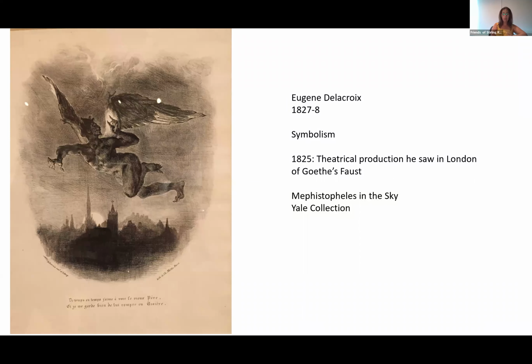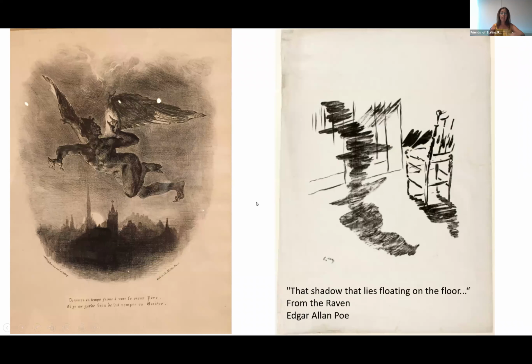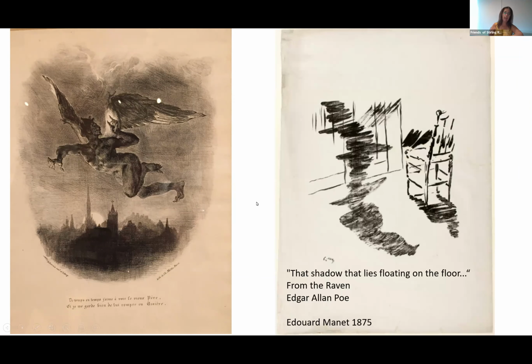So he's going to illustrate this story. As we're going to see later on, Manet is going to do this with Edgar Allan Poe's The Raven. This is the literature that is going to be influencing art during this period. For example, here we see this by Manet, who painted a specific phrase from The Raven, that shadow that lies floating on the floor.